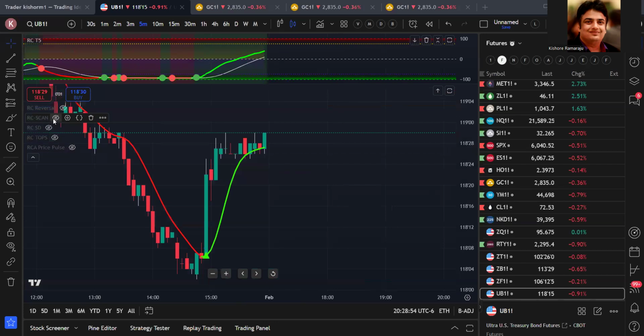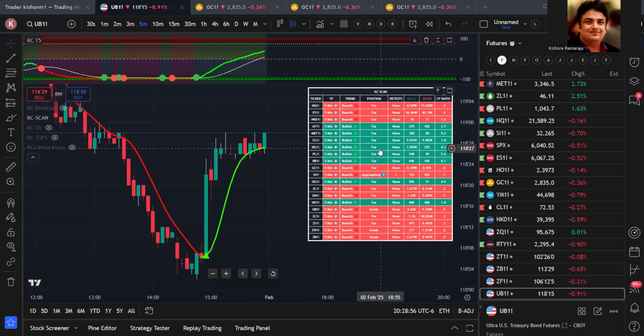This RC scan is a powerful tool which will tell you where your buyers are, where sellers are, whether it is close to a buy order block or sell order block or a red fair value gap, green fair value gap. It will also tell you this many buyers, this many sellers. Only 2.6K buyers, 5.2K sellers. So there is a very, very high possibility for a big drop.